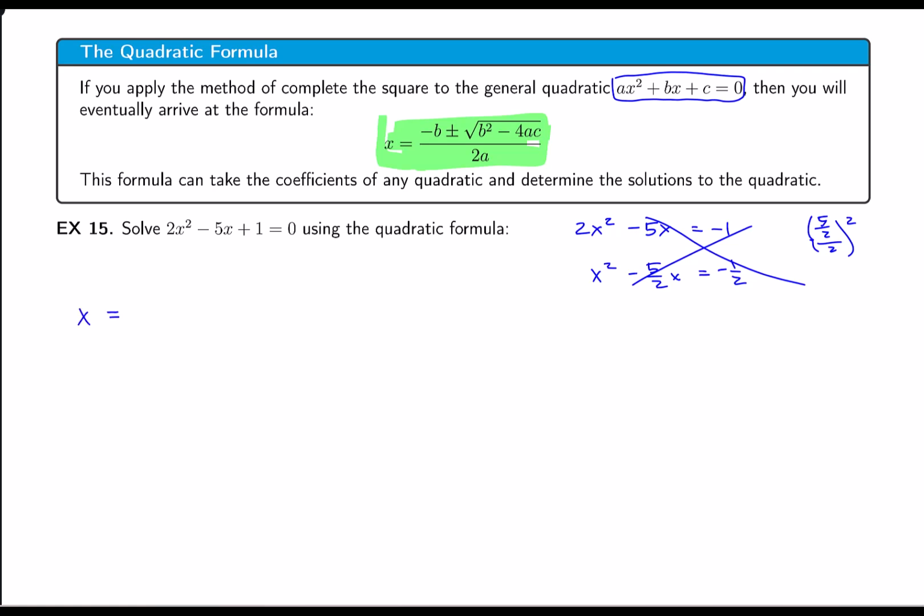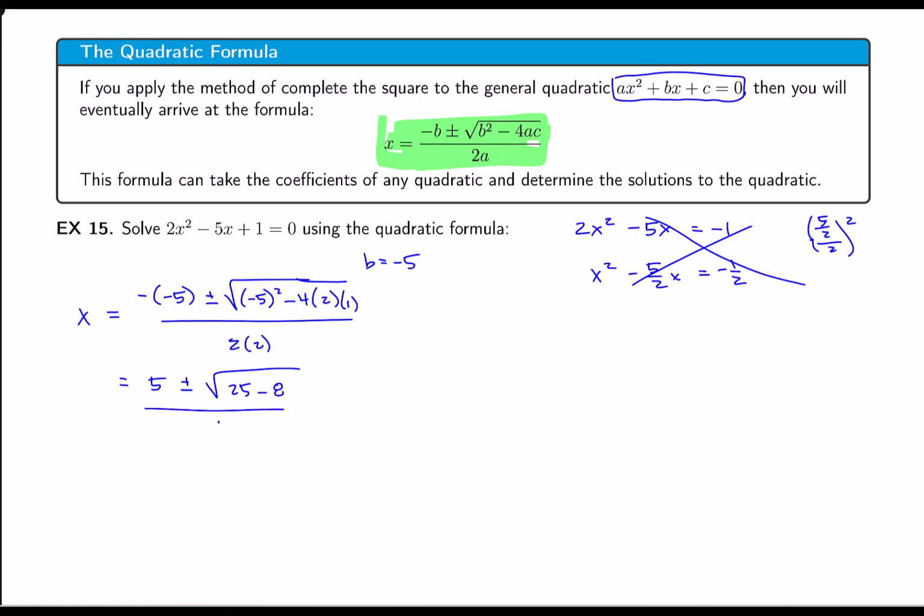So it's negative b. All right, b in this case is negative 5. So that's going to be the opposite of negative 5 plus or minus the square root of b squared minus 4 times a times c all over 2 times a. So this would be 5 plus or minus the square root of 25 minus 8 all over 4, which is 5 plus or minus the square root of 17 over 4. And that's really not that bad of a result, given the complexity of the solution.